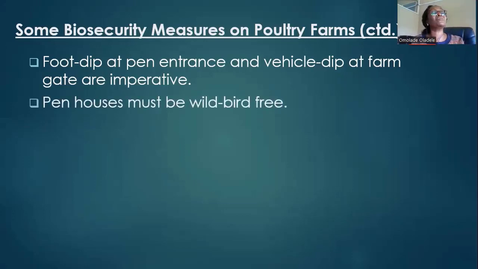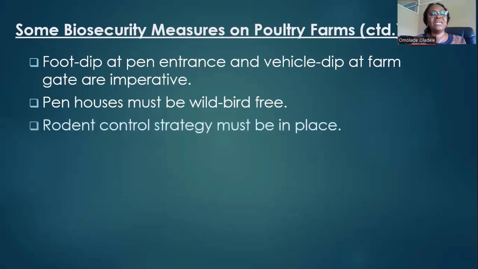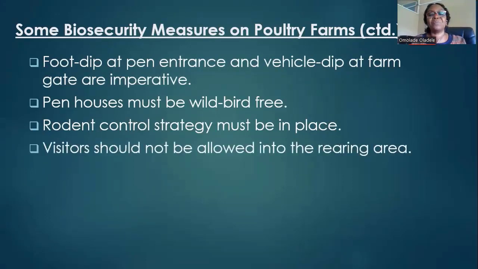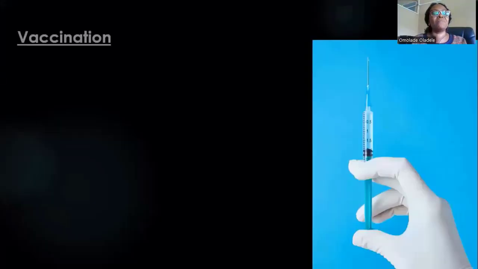Now, pen houses must be free of wild birds. That is making sure that the nets around the poultry house are intact, not broken, to prevent them from coming in. There must be a rodent control strategy in place, at least to reduce the load. And then visitors should not be allowed beyond the rearing area, and so on. A lot of things we put in place just to prevent diseases from coming in and then from spreading when they come in.